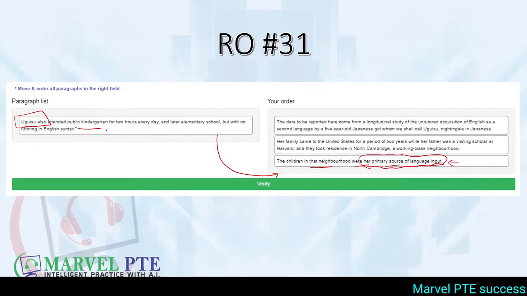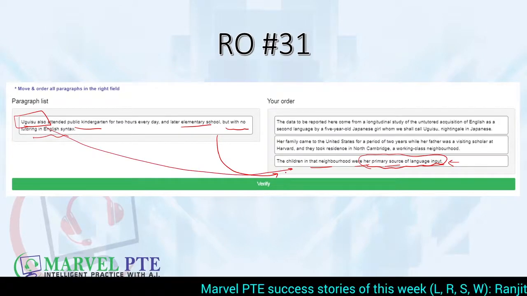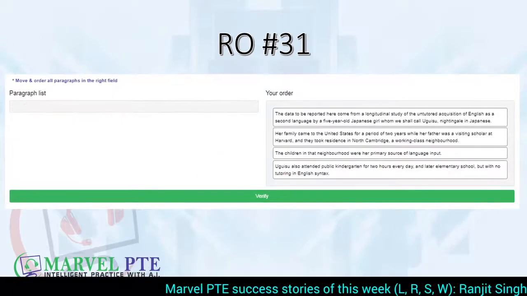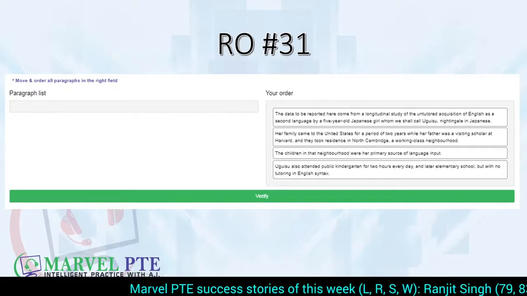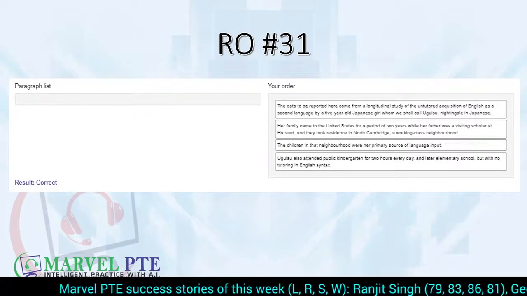अब यहाँ पे the last line is because यहाँ पे आप इंग्लिश की एक्विजिशन की बात कर रहे हो एंड यहाँ पे बात हो रही है कि उसको कोई फॉर्मल ट्यूटरिंग इंग्लिश सिंटेक्स में नहीं मिली. ऑल्सो के कारण यहाँ पे ये लास्ट में आएगा. आई होप दिस वॉज क्लियर. So this is our correct reorder paragraph. Let's see if the answer is right. Yes, all the answers are correct.